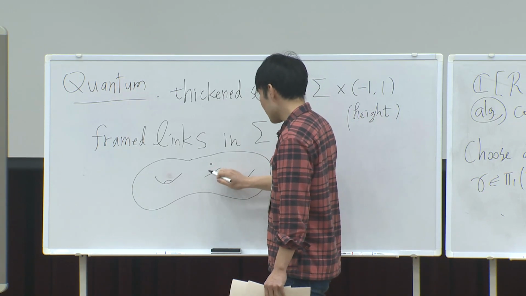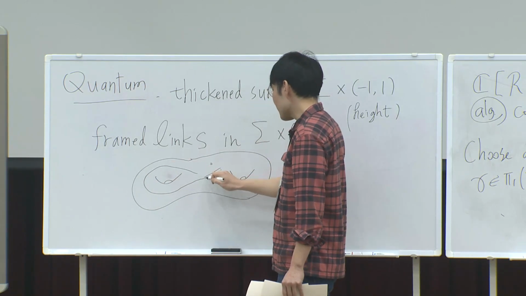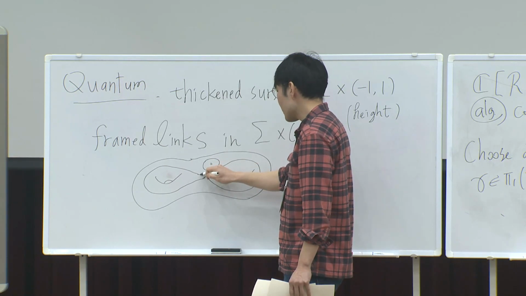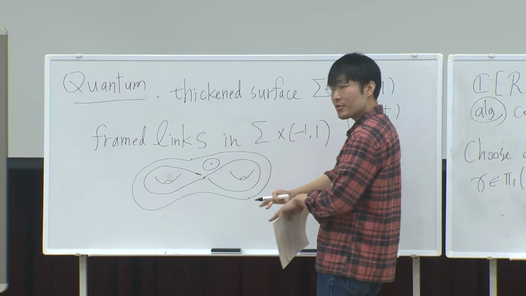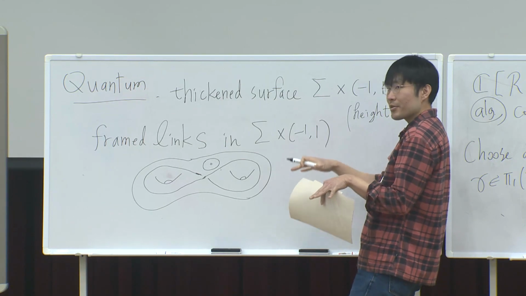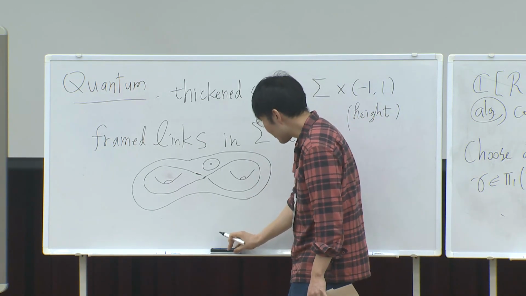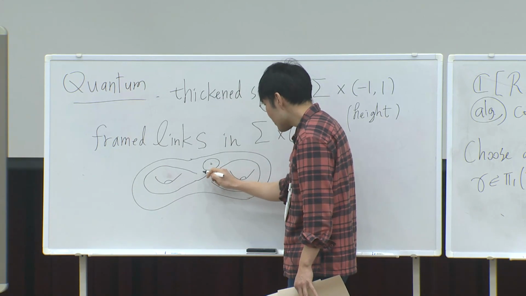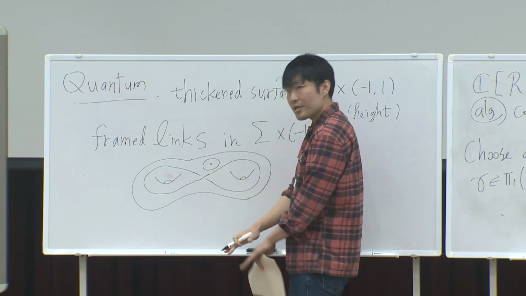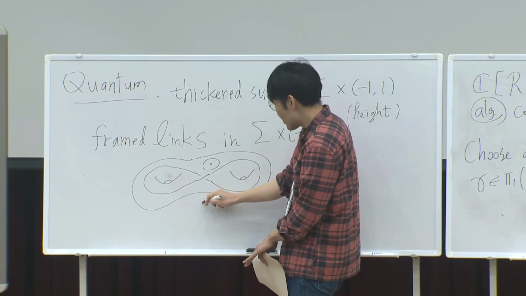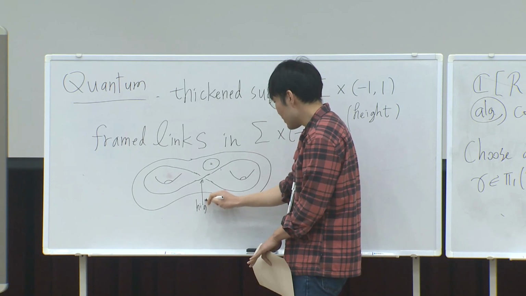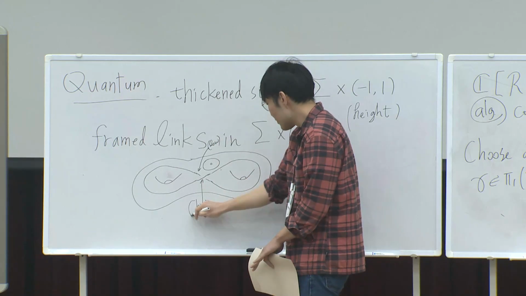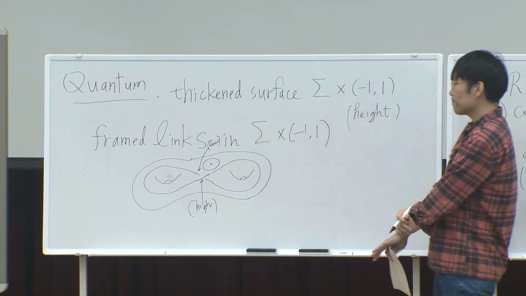So whenever I draw a link living in this thickened surface, I almost always project it down to the surface and draw some picture like that, or maybe like this. But you have to imagine that this picture is living inside the surface times interval, with a certain thickness. Still there's no self-intersection, but when you project it down, there can be some self-intersection. So this part is the higher part, and this broken part is the lower. That's what people call a crossing.